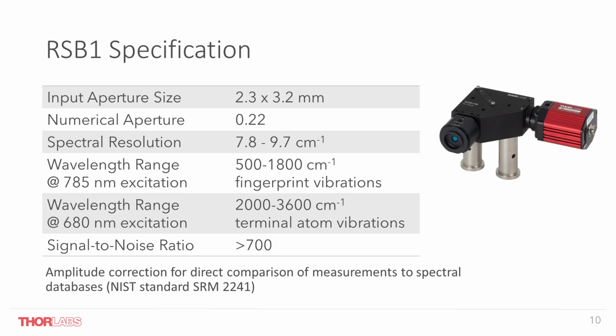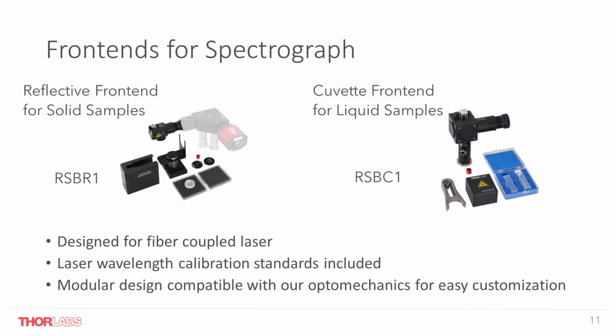At 10 seconds measurement time, the setup typically delivers a signal-to-noise ratio of about 700, slightly dependent on the sample. Our amplitude is corrected for making the spectra directly comparable to available databases. The correction follows the NIST standard SRM2241. The Raman measurement software is integrated into our standard OSIS software, which can be downloaded free of charge from the Thorlabs website. Here we show the frontends, which are specifically designed to be used with our spectrograph. Different versions are available for liquid and solid samples.